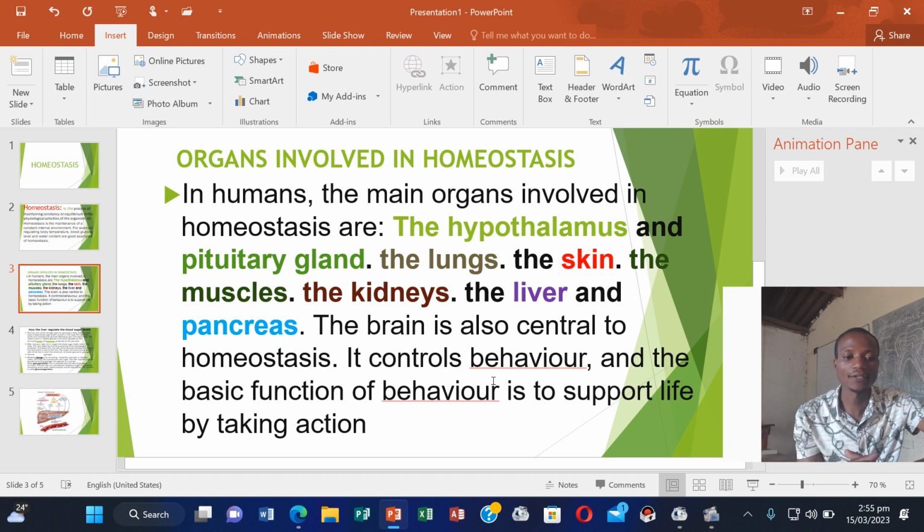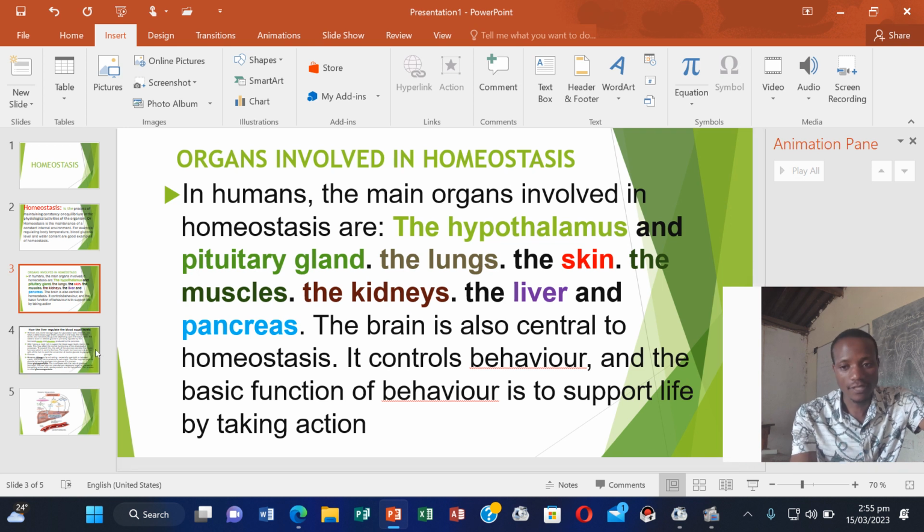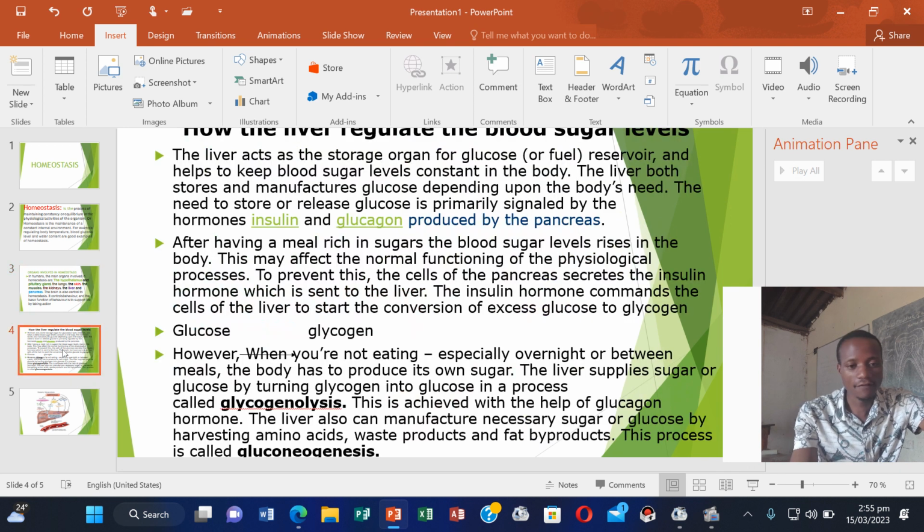Okay, good. So we go to slide 3. So these are just organs which are involved in homeostasis, the main organs involved in homeostasis. So you have to know these organs and what they regulate, or how they are involved in homeostasis. We'll be looking at this one by one. But in this slide, we just end looking at the liver as the first organ which is involved in homeostasis. Okay, then we have slide 4.